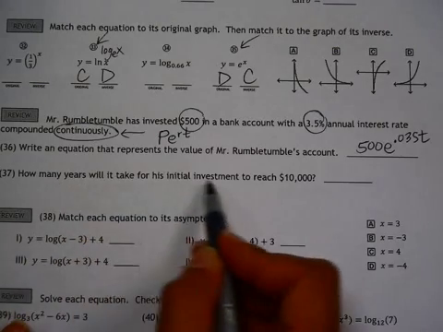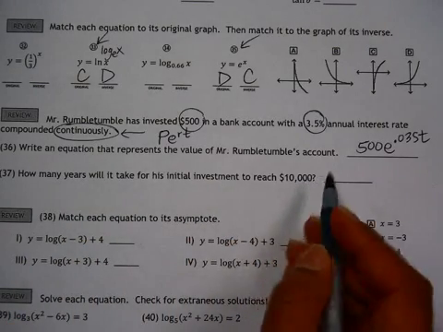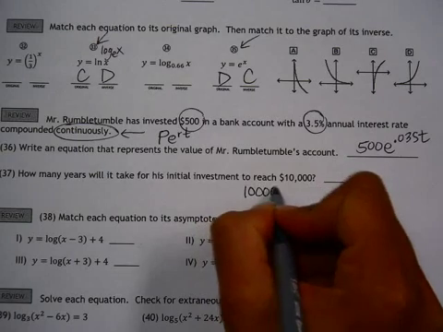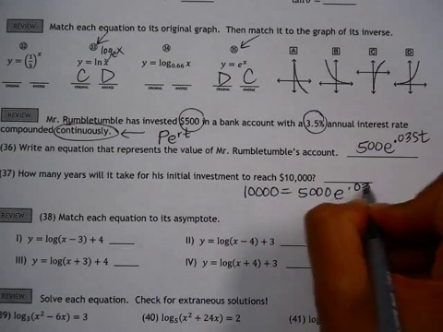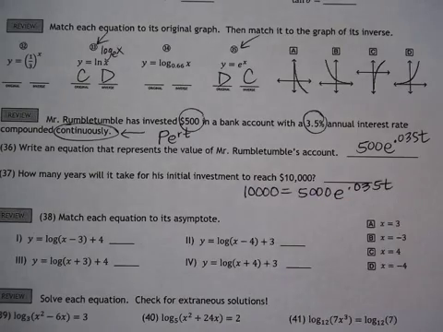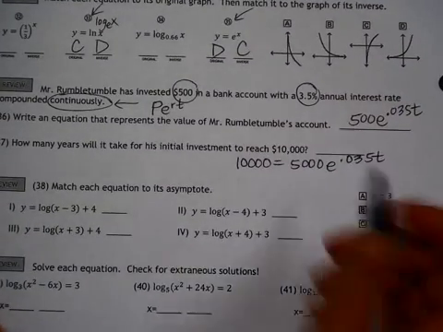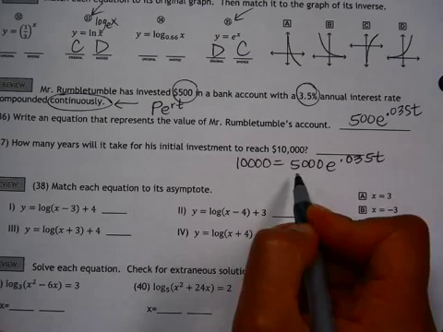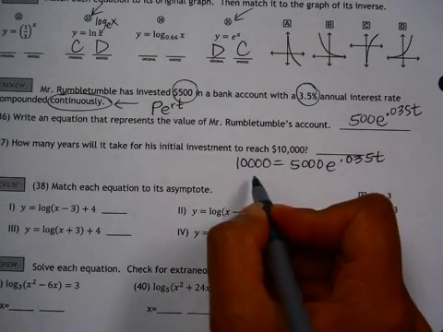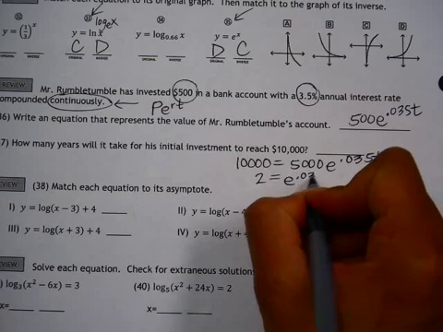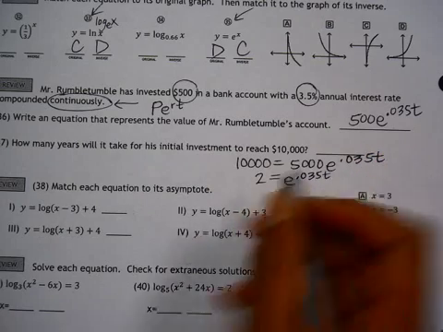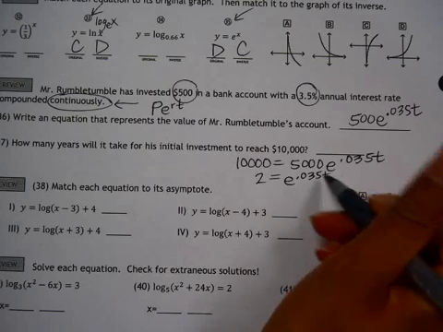How many years will it take for his initial investment to reach $10,000? So we're going to look at solving this equation. To isolate the exponential, I can divide by 500. So this would be 20 equals e to the 0.035t. Now in this case, the exponential has the variable.